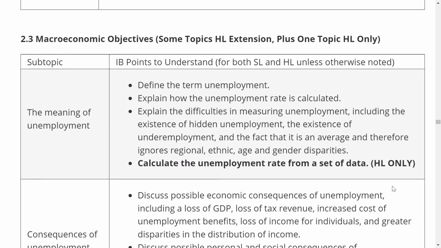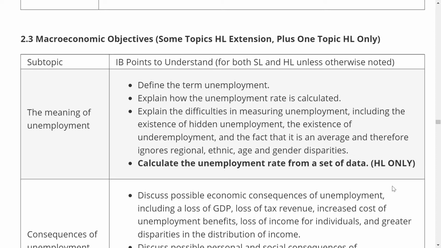Okay, Unit 2.3 is what we call the macroeconomic objectives. What are the objectives of a government and a central bank in the macroeconomic sense? Well, one is to reduce unemployment, to increase economic growth, and to reduce the inflation rate.